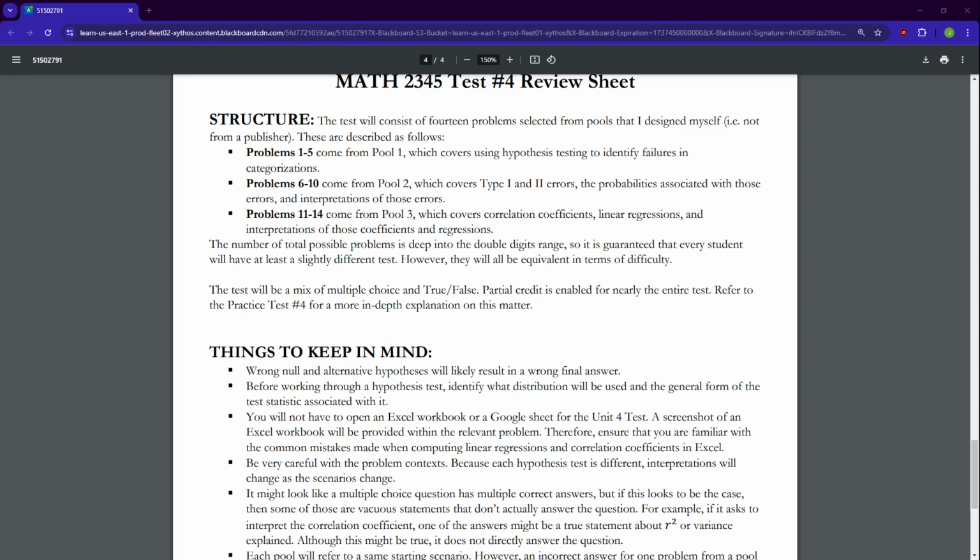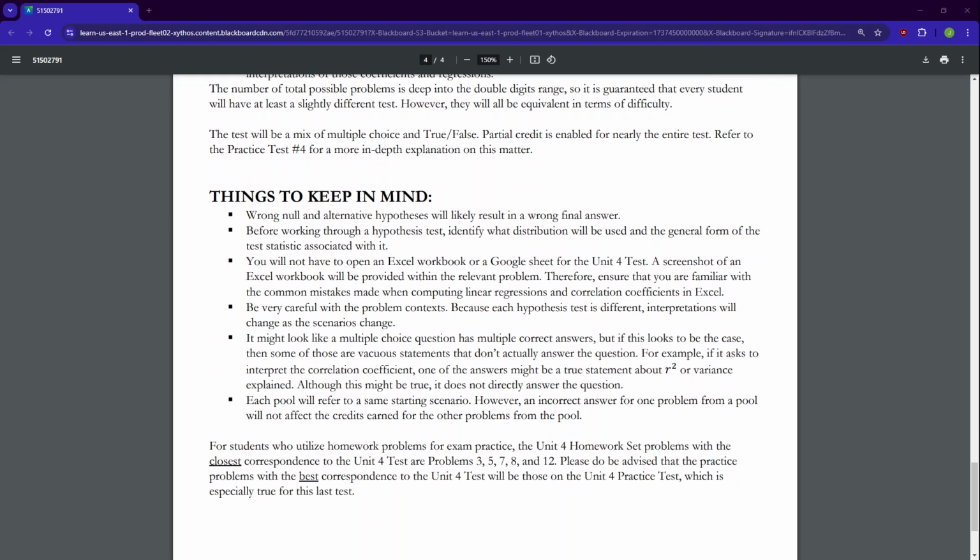Now, for some things to keep in mind, if your hypotheses are wrong, then your conclusion will likely be wrong. So if you get your hypotheses flipped, even if all the rest of the work is correct, you might accidentally flip your conclusion. You'd still have a good amount of partial credit because your reasoning would be correct, but just ensure that you correctly identify your hypotheses. Remember, the equal sign is always with the null hypothesis.